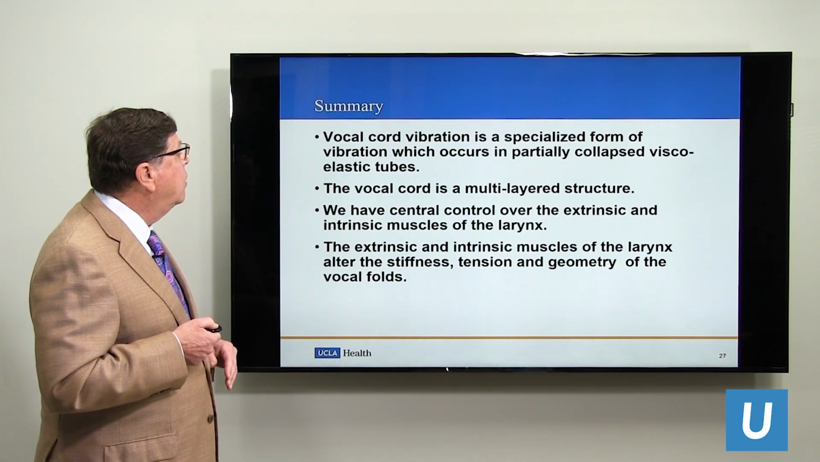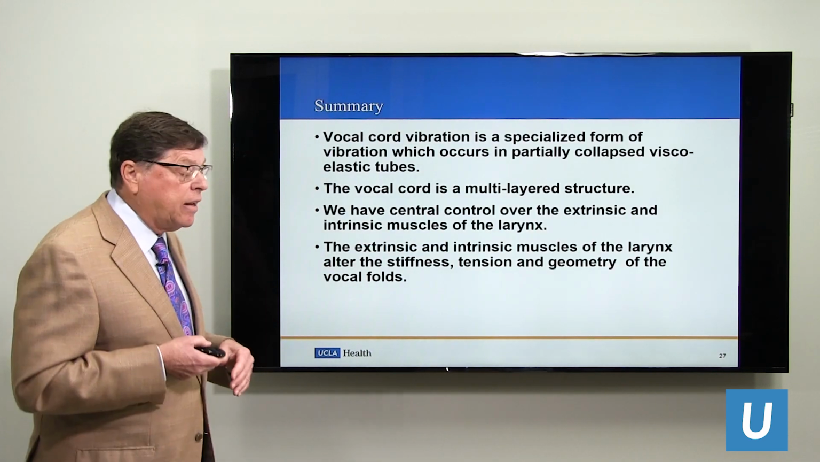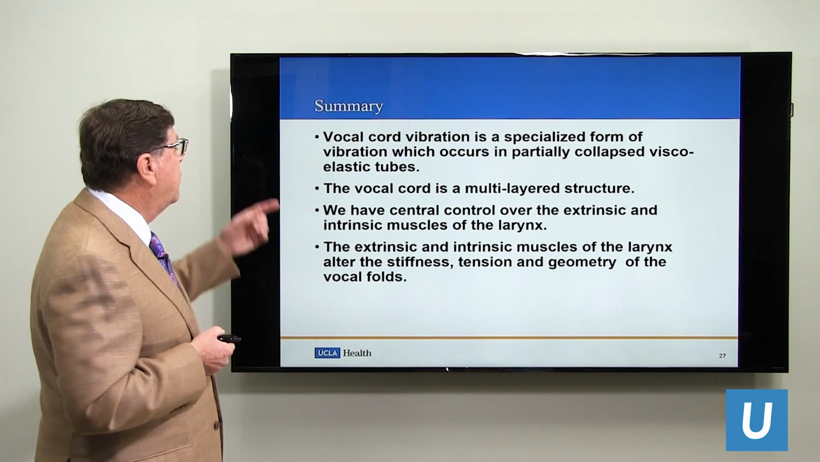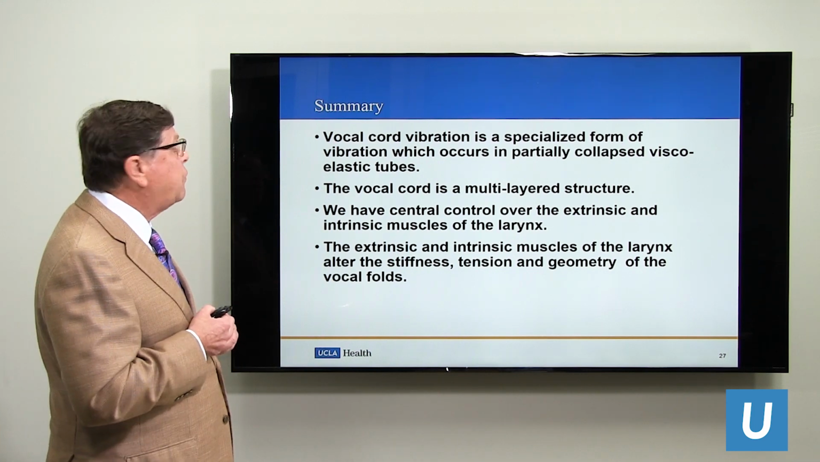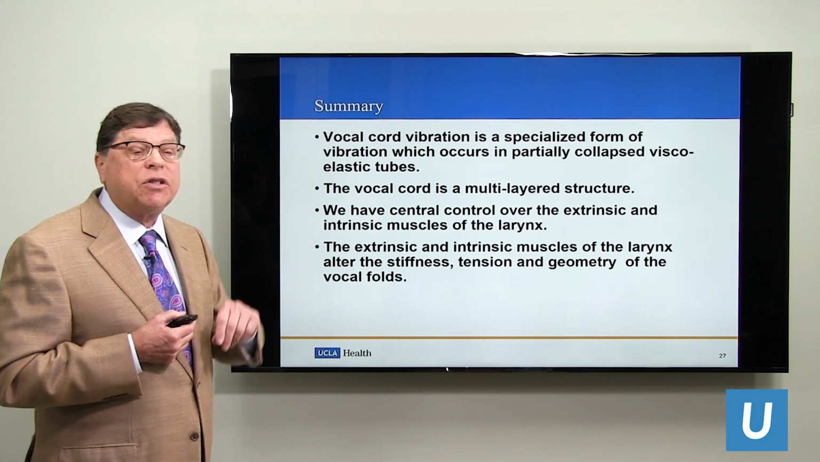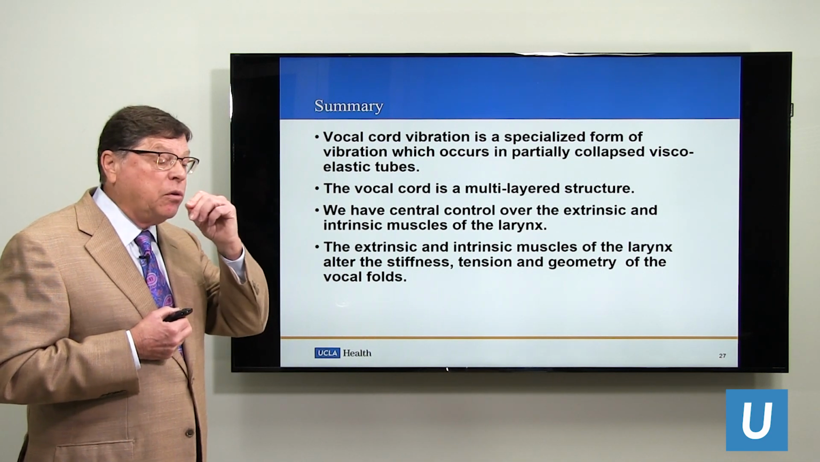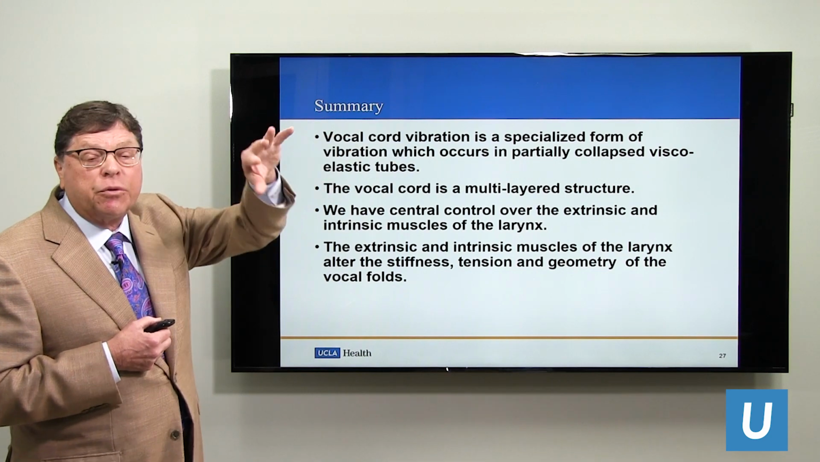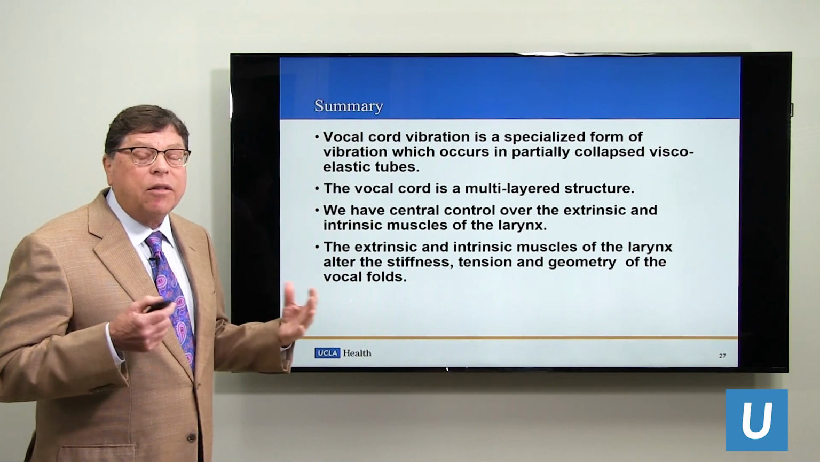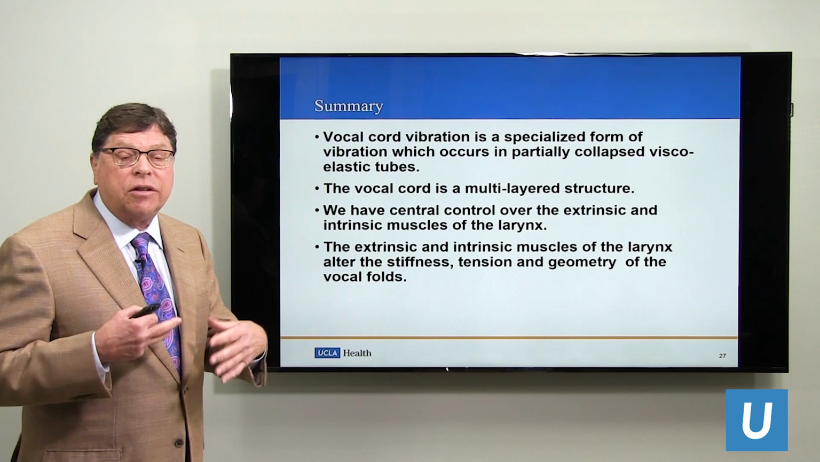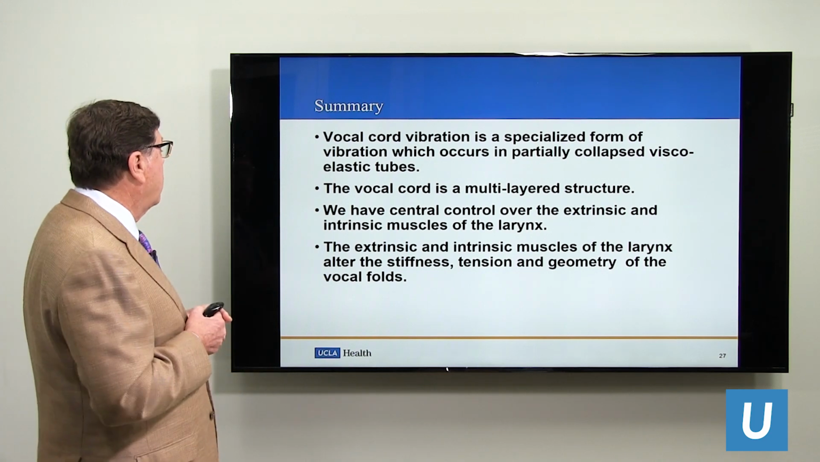So just in summary then, I'd kind of like to reiterate that the vocal cord vibration is a specialized form of vibration. It's not too dissimilar from the vibration that occurs in collapsible tubes. You know, when you blow up a balloon and you let it go and it kind of flitters around the room and makes a noise. That's kind of the way the vocal cords work, although obviously it's a very highly specialized organ.